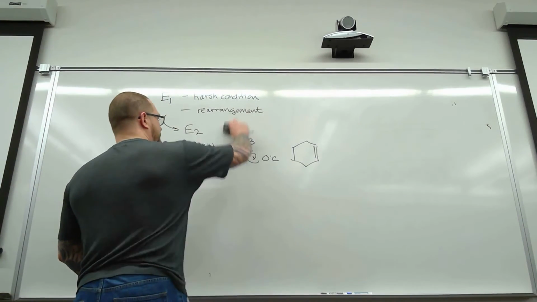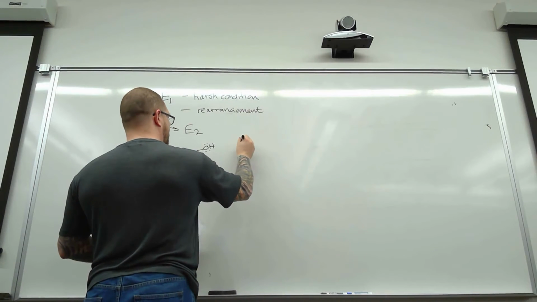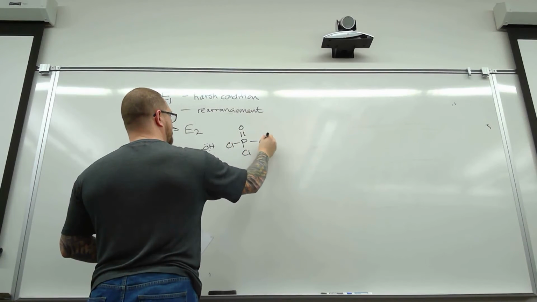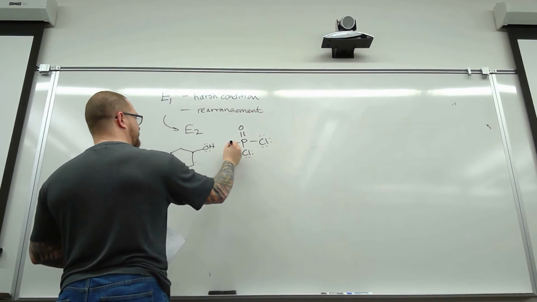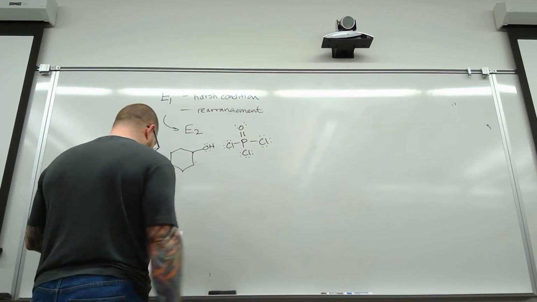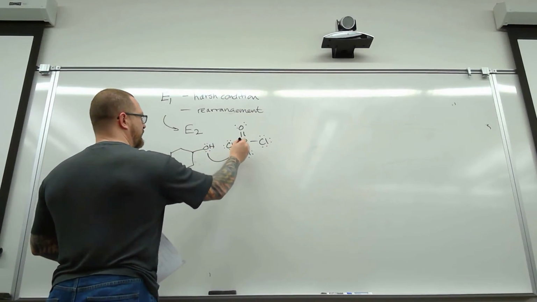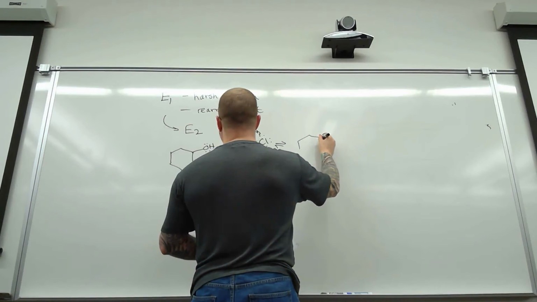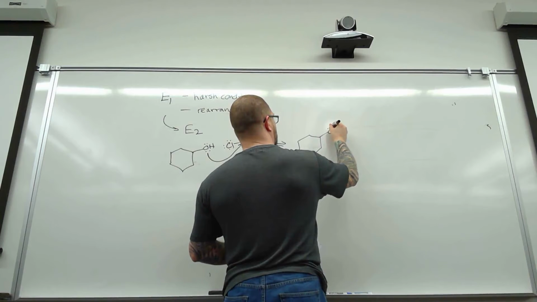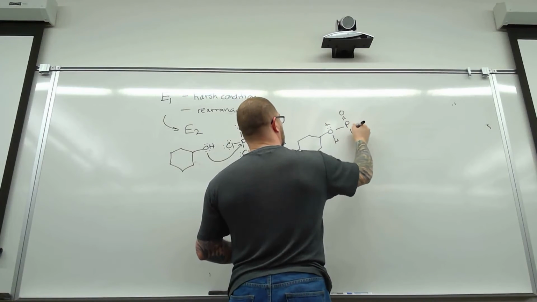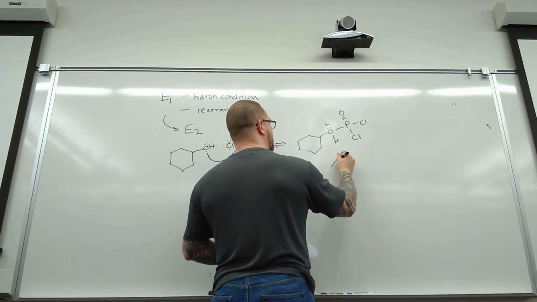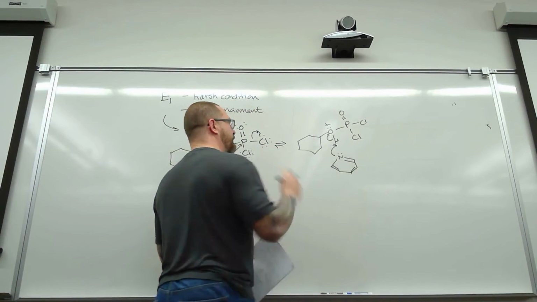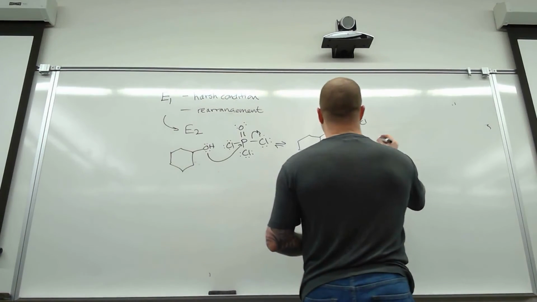And the mechanism. Okay, so we're going to get TAC, leaving group, pyridine grabs that proton, breaks the bond, pushes the electrons up to satisfy that positive charge on the oxygen.